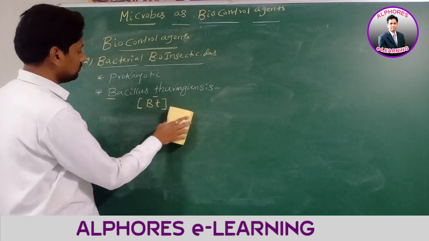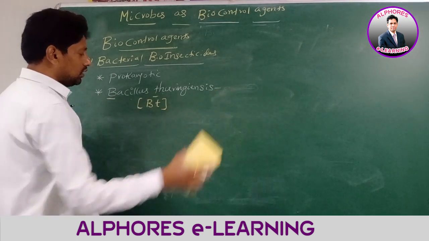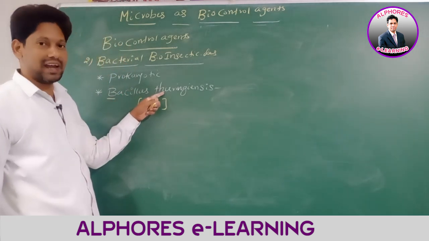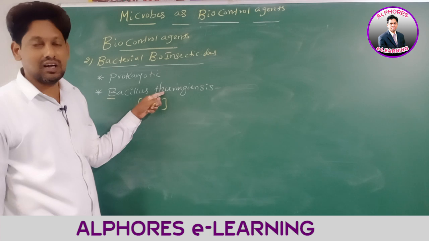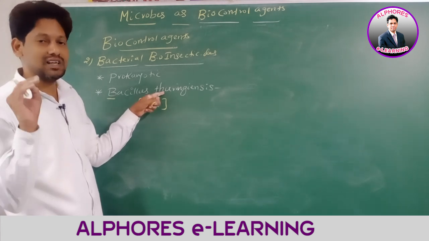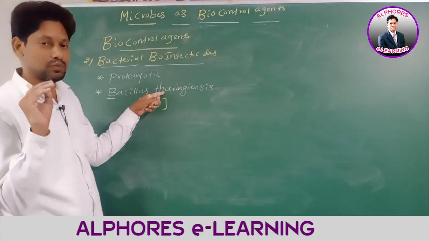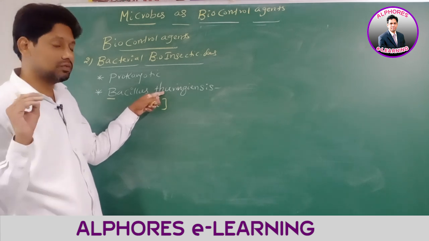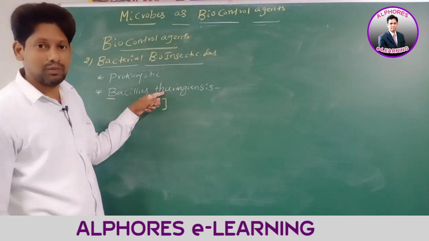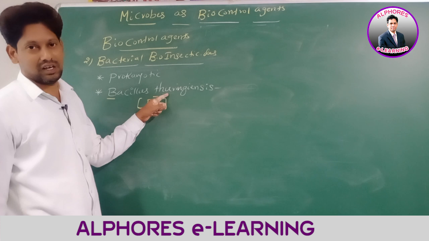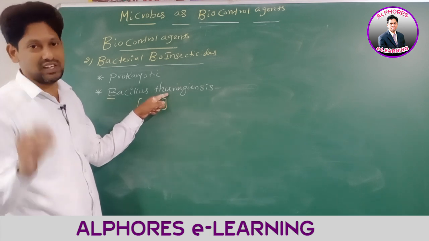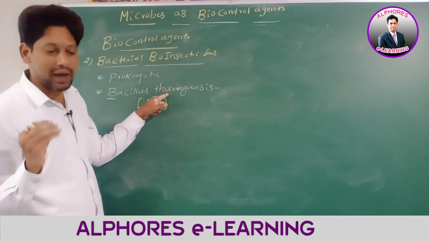Listen. In olden days, Bacillus thuringiensis bacteria spores were available in the market in the form of small sachets, in the form of small packets. What are available? Spores of this bacteria are available in the market in the form of small packets.